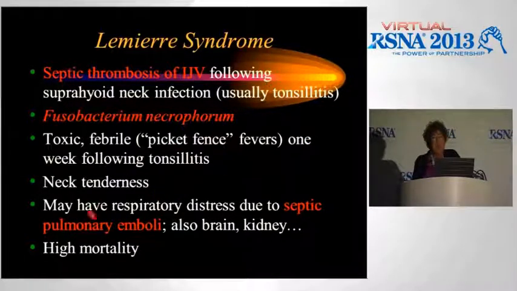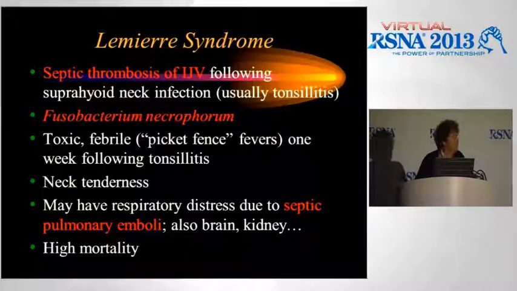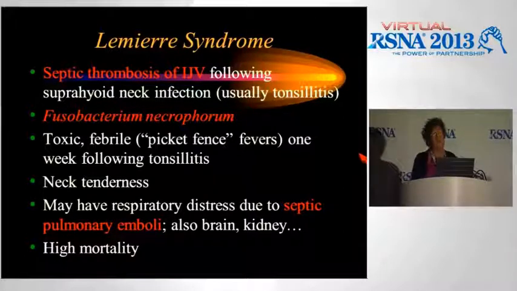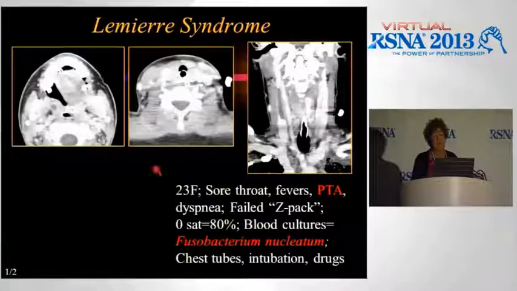Neck tenderness, respiratory distress because of the associated septic pulmonary emboli. There can also be septic emboli to the brain, the kidney, the liver, other organs, bones, even joints. Okay, so you must be aware this is a very serious disease with high mortality.